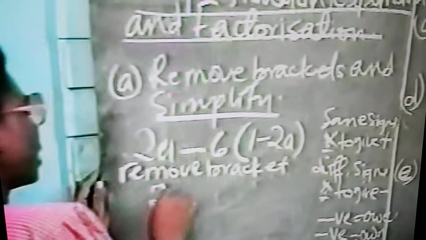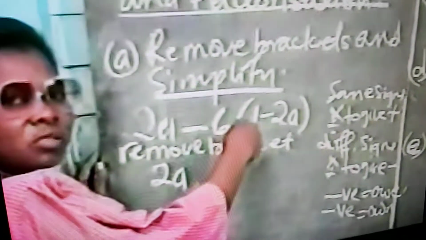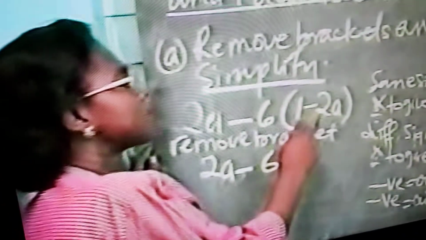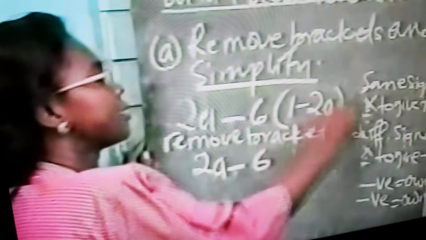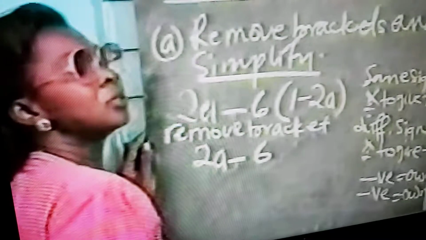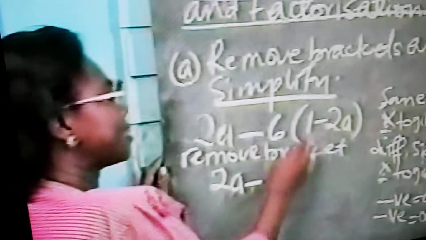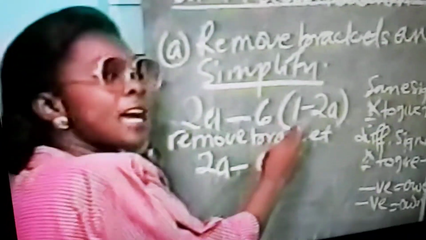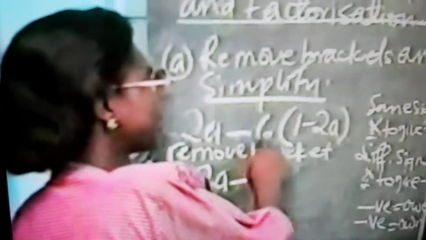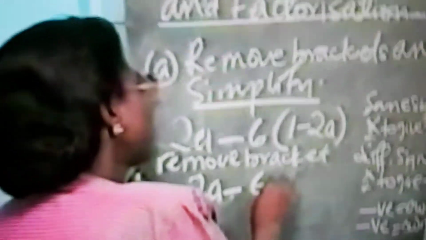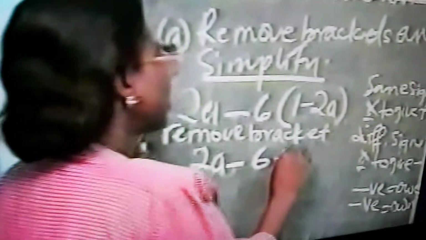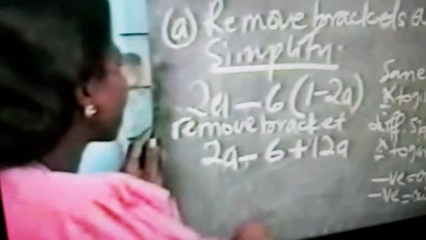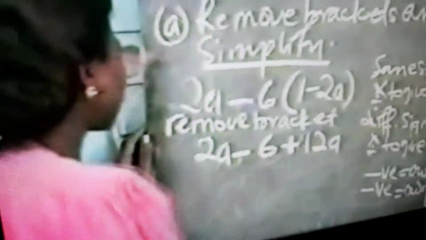And you have 2a, minus 6 times plus 1 will give you minus 6. Minus 6 times minus 2a. Minus times minus, they are same signs, so minus and minus, you get plus. So same signs multiply. And you actually multiply because having 6 outside the bracket means 6 times every term in the bracket. So minus 6 times minus 2a will give you plus 12a.